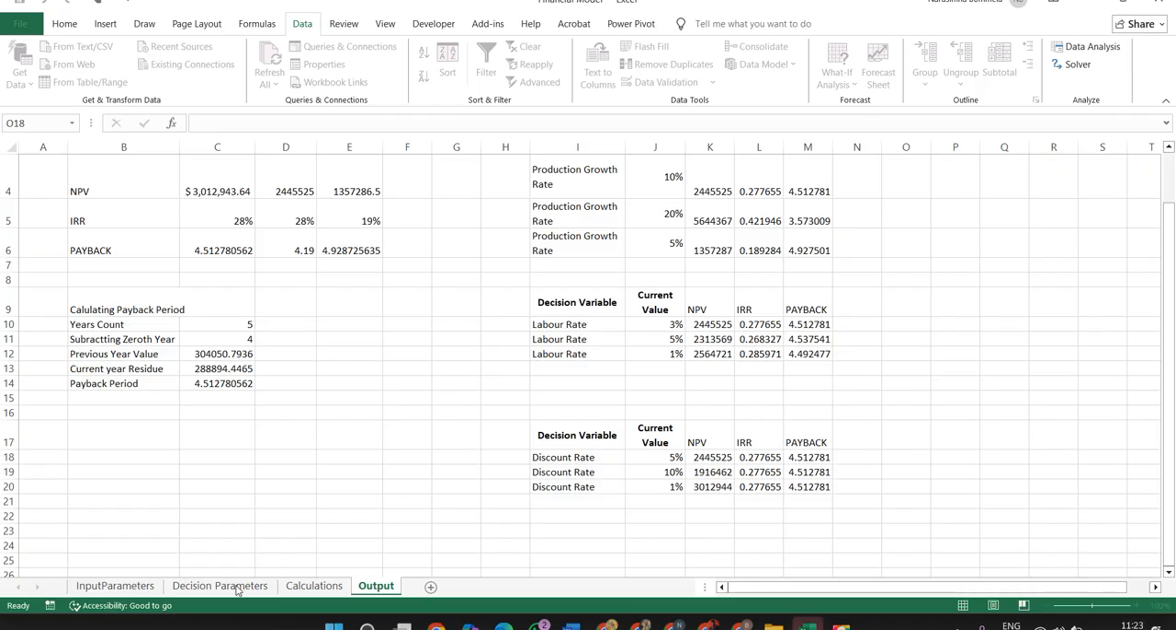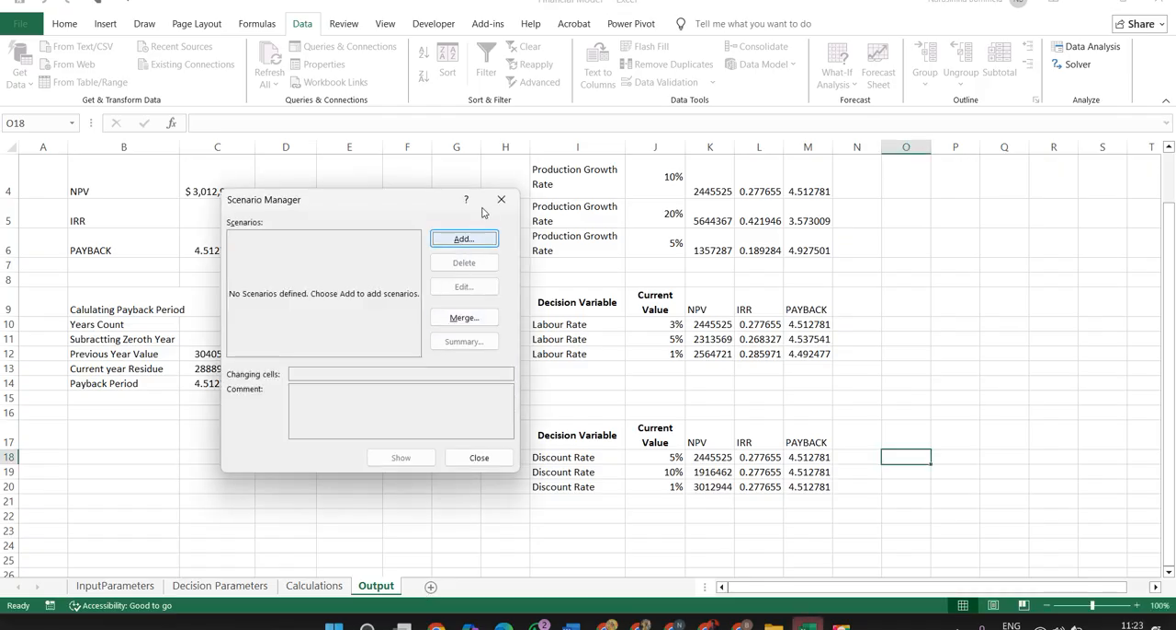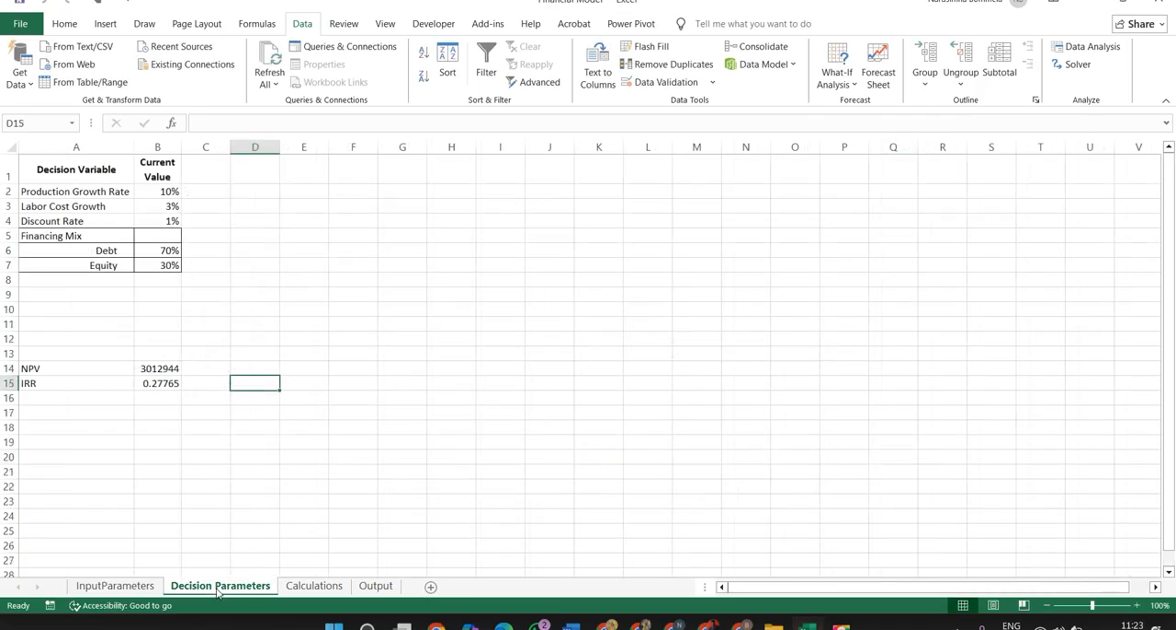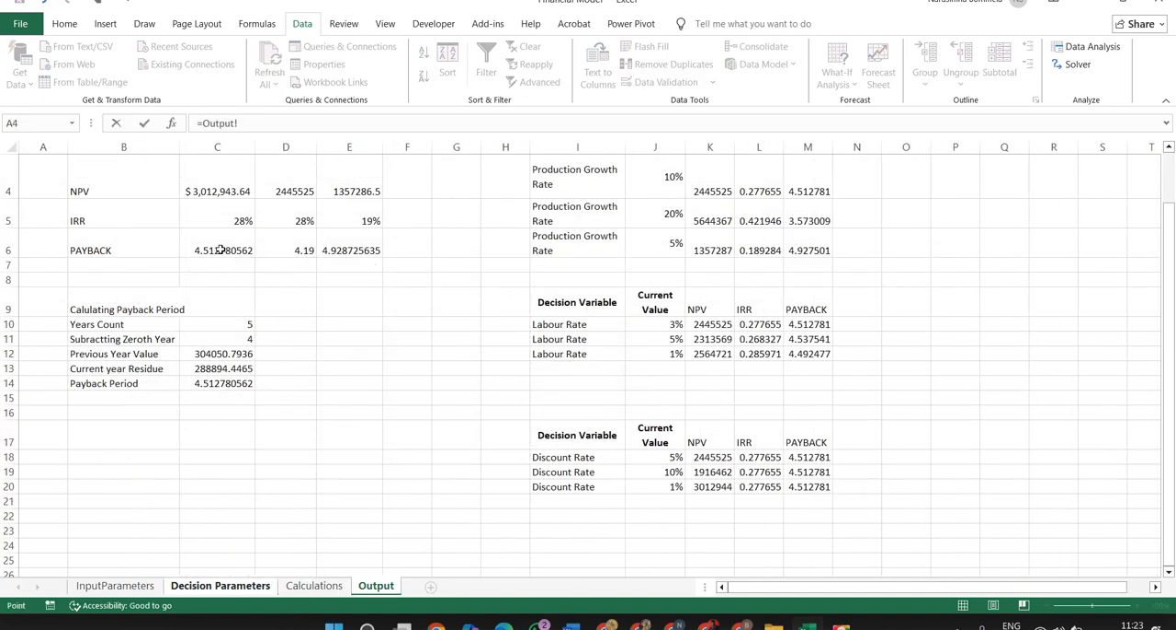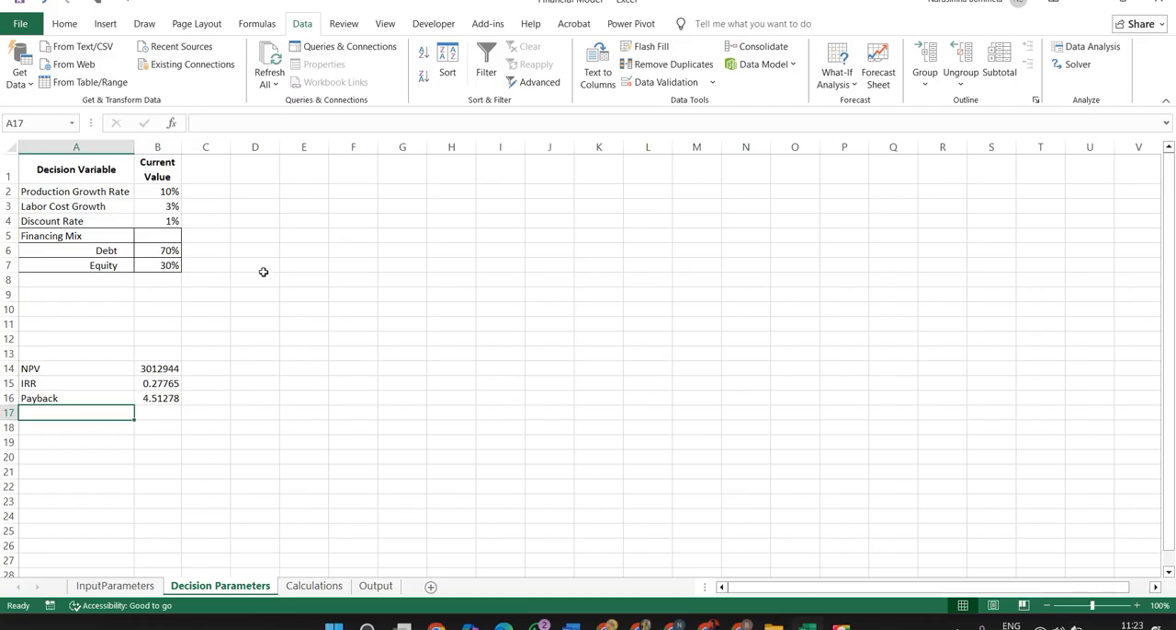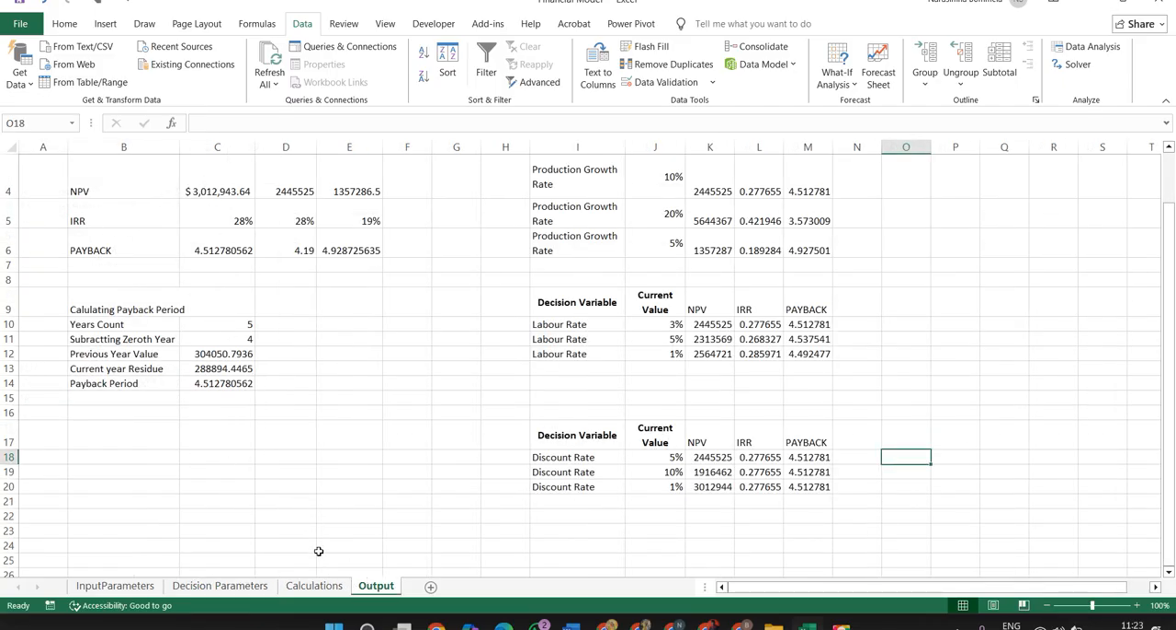Actually we should be on the same sheet here. Let us take the decision parameters. Just take payback period. Actually it has a formula now. So this will be equal to, from calculate output, you take payback period. Okay, this is the payback period, right? So you have all the values for payback period now.